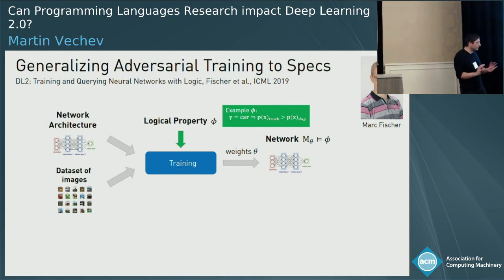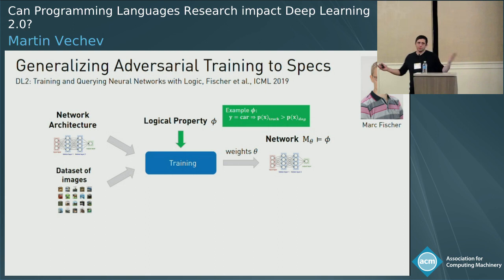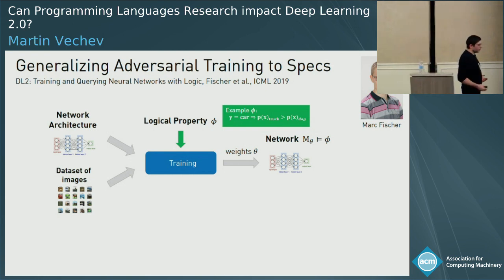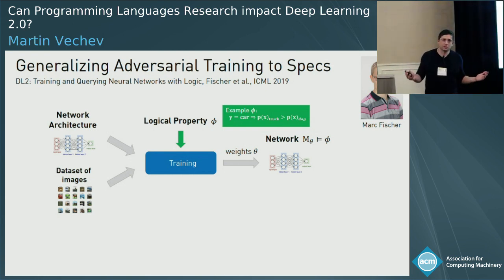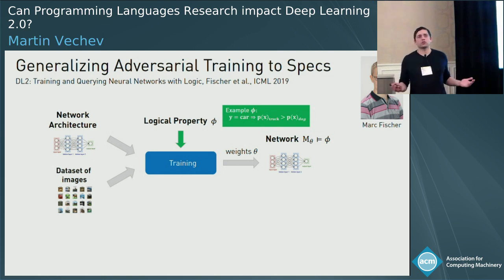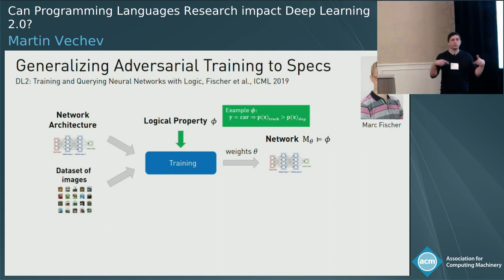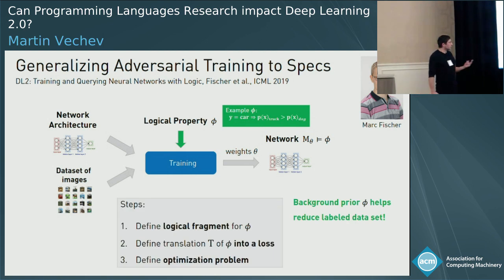So the whole pipeline stays the same, except that now you can provide logical properties where robustness is a special case. For instance, you may give a property like, if you're misclassifying a car, misclassify it as a truck, not as a dog. You give some background knowledge. So, back to this point about background knowledge. And how does it work, technically speaking?